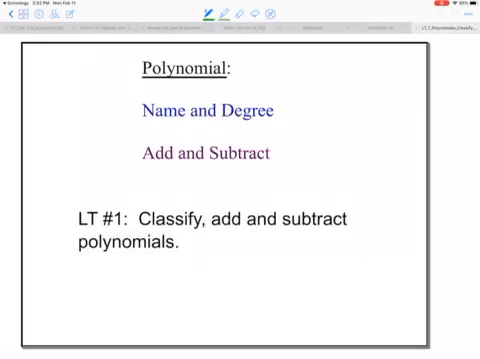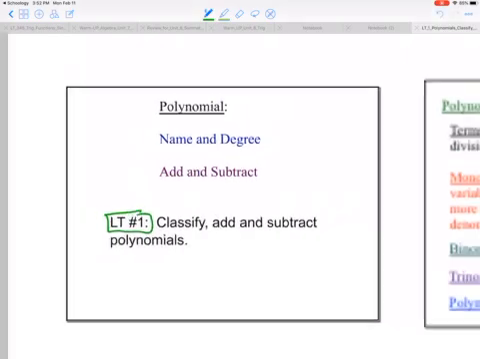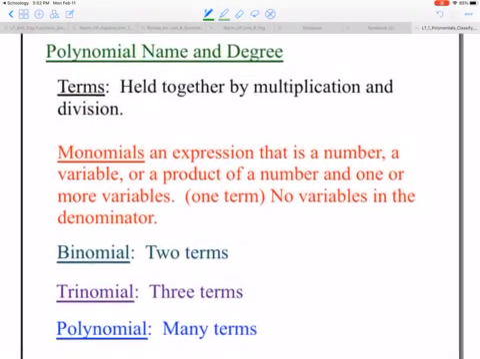This movie is for Unit 8, Learning Target 1: Classify, Add, Subtract Polynomials. Polynomials have names and degrees. Terms are held together by multiplication and division. Addition and subtraction separate terms.